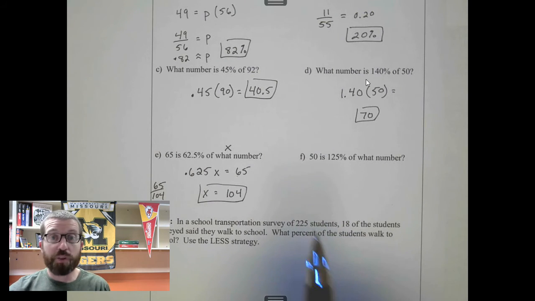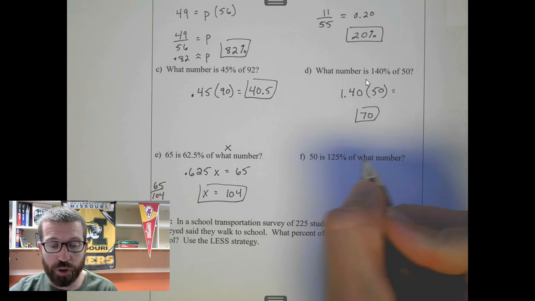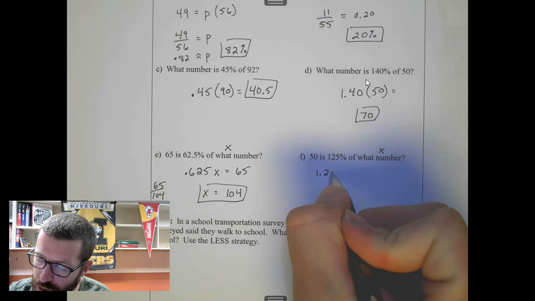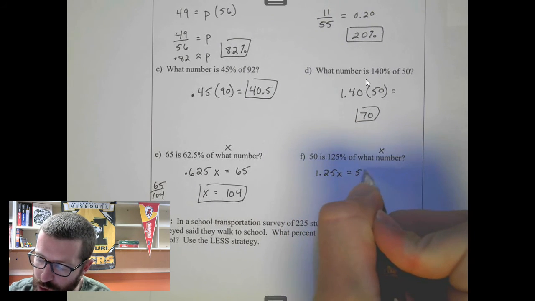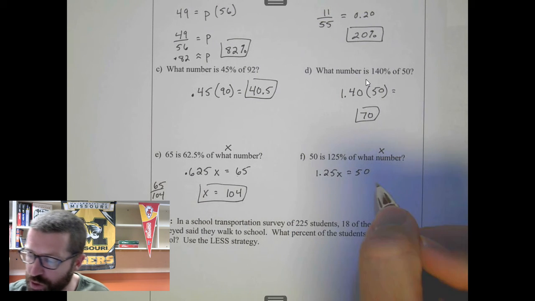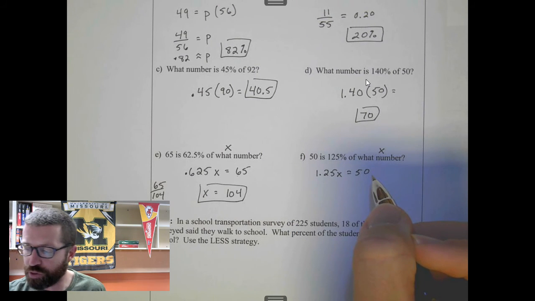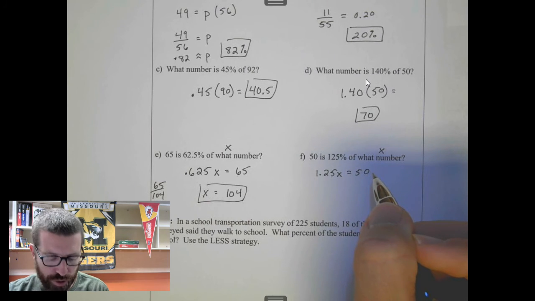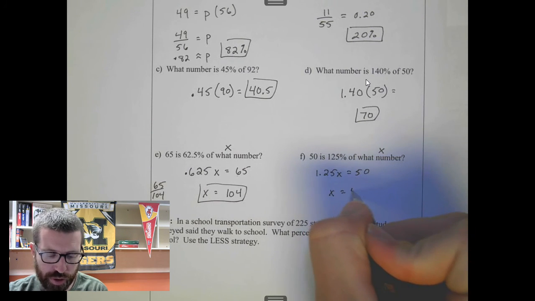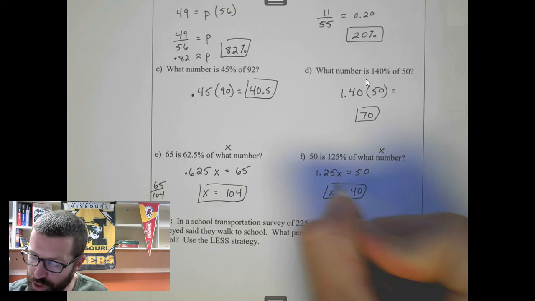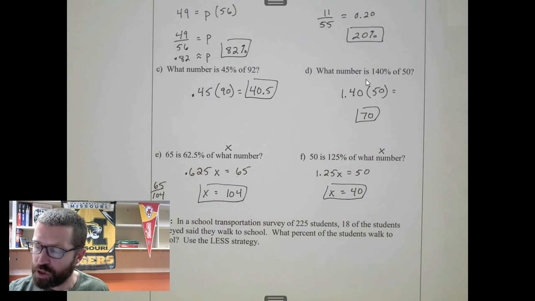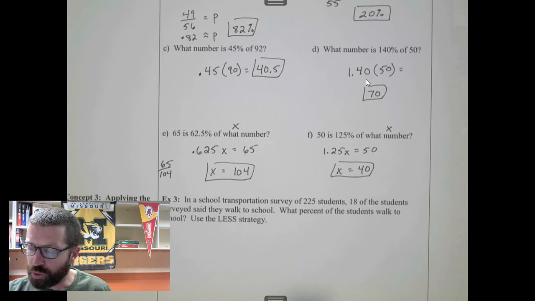And then F, and if you haven't paused the video, do so. Try this one on your own. This is a similar situation where I don't know the number. So what number? Let's call that X. I'll do 1.25 times X is equal to 50. 50 is 125% of what number? And so you divide 50 divided by 1.25, and you get 40. And that makes sense because 50 over 40 is 125%.